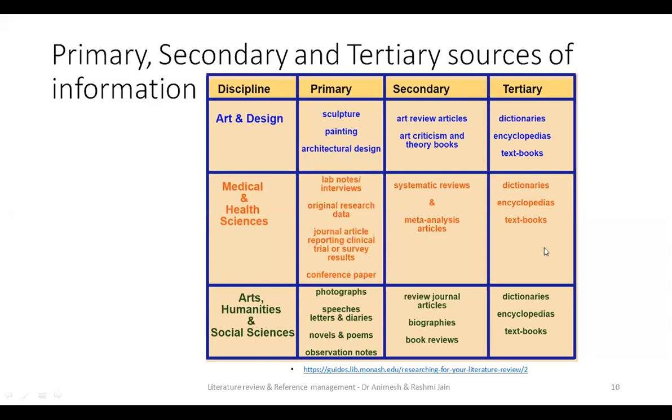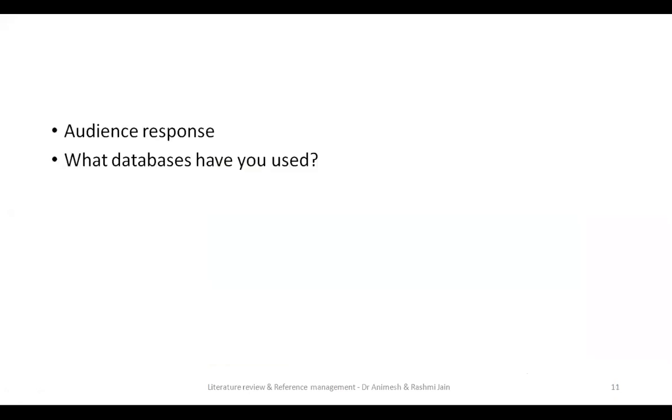Encyclopedias, dictionaries. That is why a researcher doesn't often rely on this tertiary source of information. This is more for preparation of simple classes, or for undergraduate level, or for a postgraduate to prepare his classes. But when we are doing research, we would ideally like to depend on the primary or the secondary research.